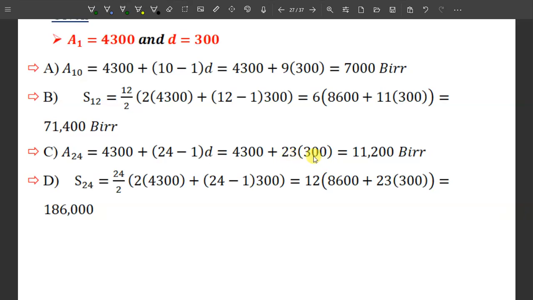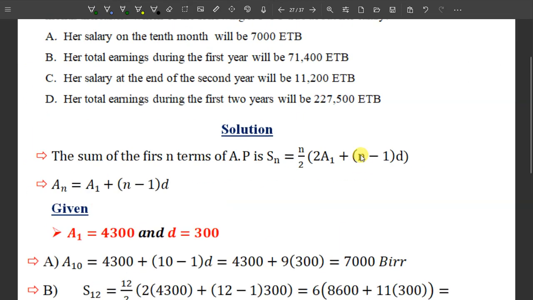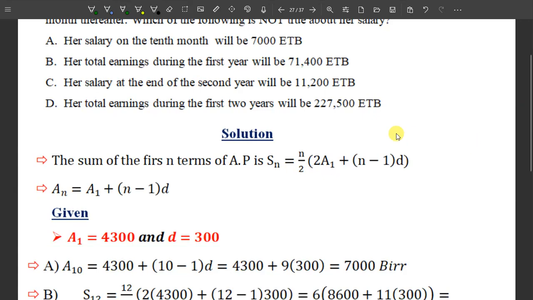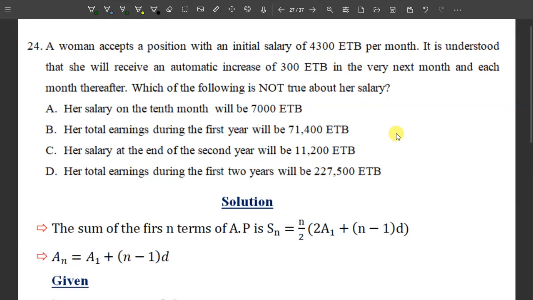23 times 300 means 6,900 added to 4,300, then it becomes 11,200 Ethiopian birr. Therefore C is also true. The only alternative which cannot be true, unless the question has an error, is D. D is the incorrect one in that case.